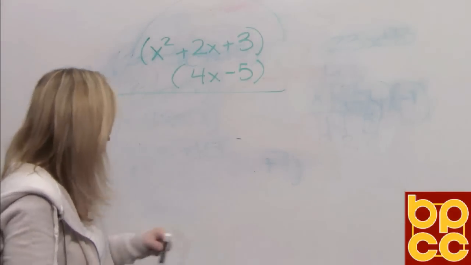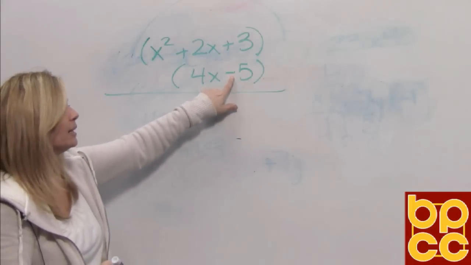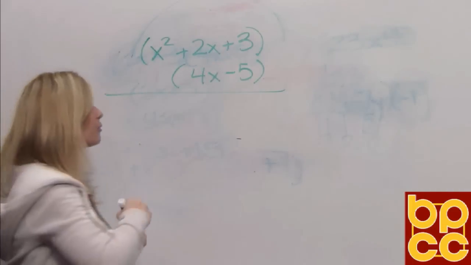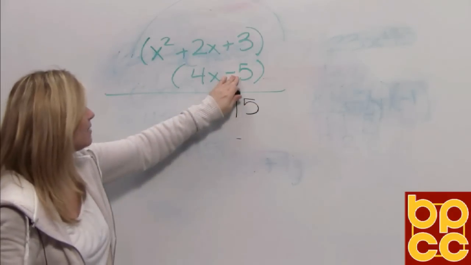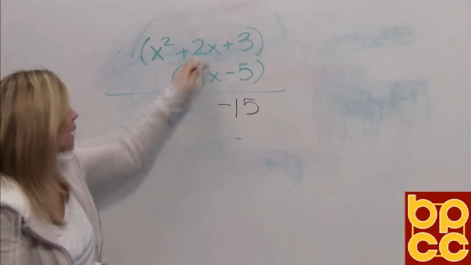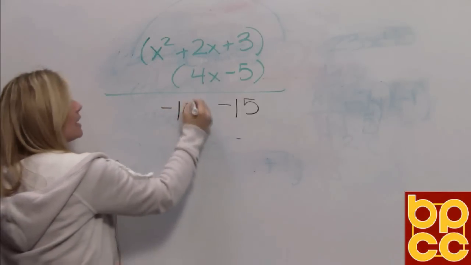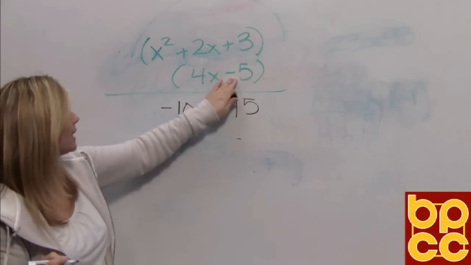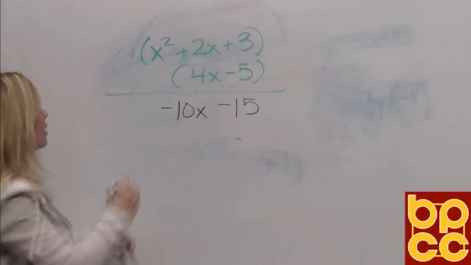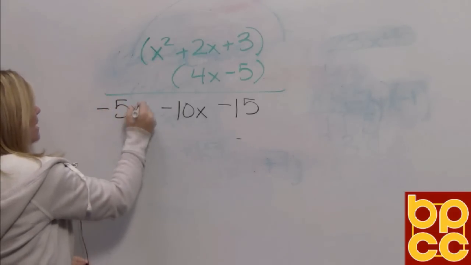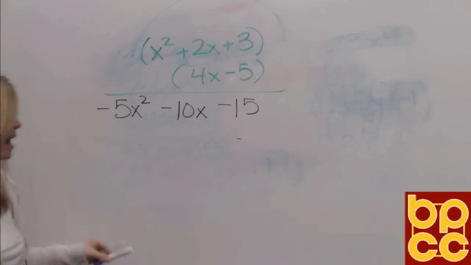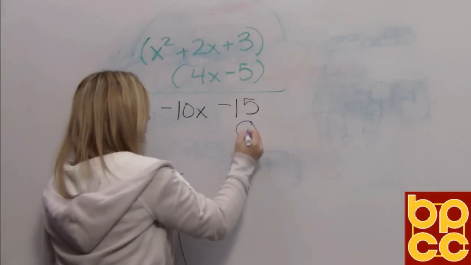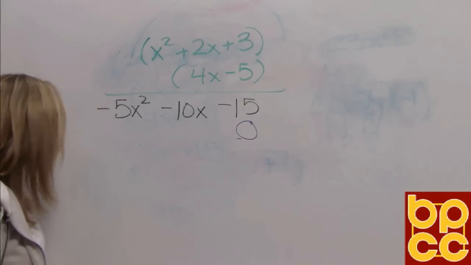So we're first going to distribute the negative 5. Negative 5 times positive 3 is negative 15. Negative 5 times positive 2x would be a negative 10x. Negative 5 times x squared would be negative 5x squared. So we're done distributing the negative 5. We'll put our placeholder, and now we'll move on.